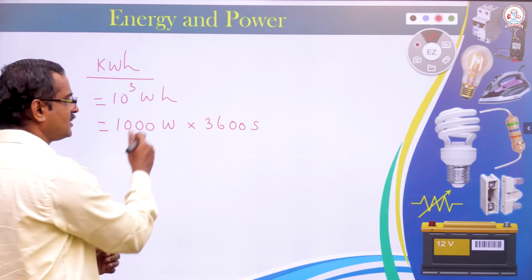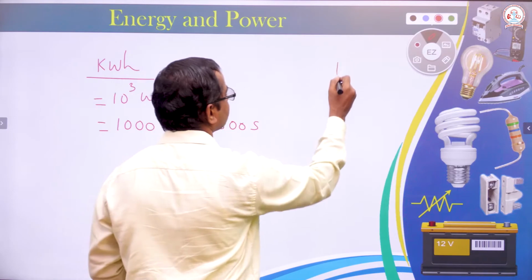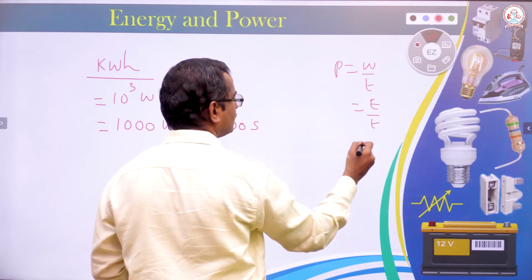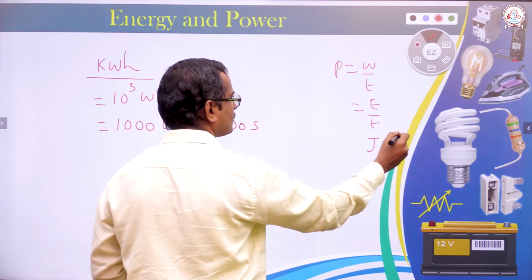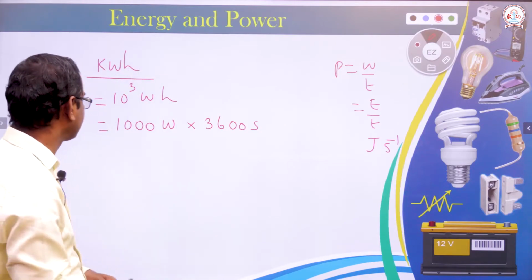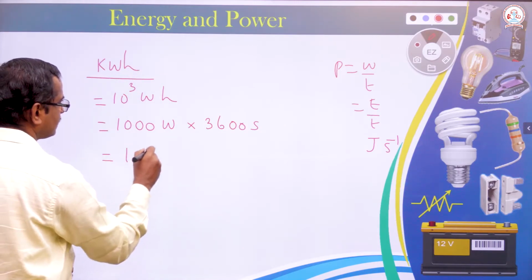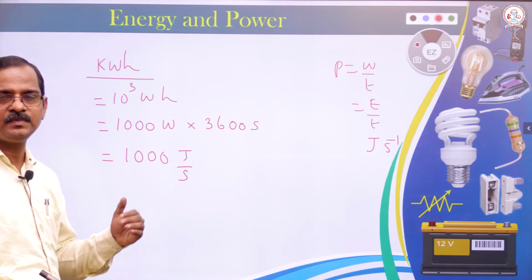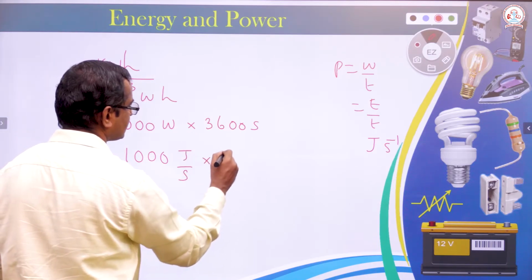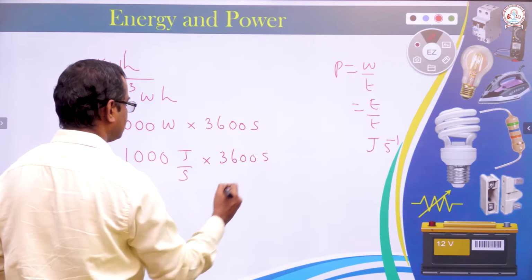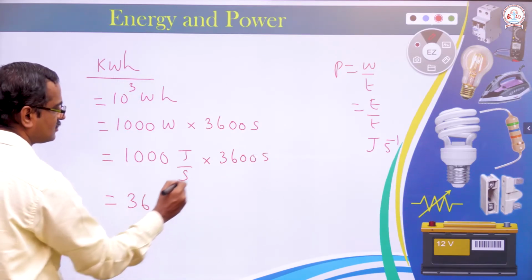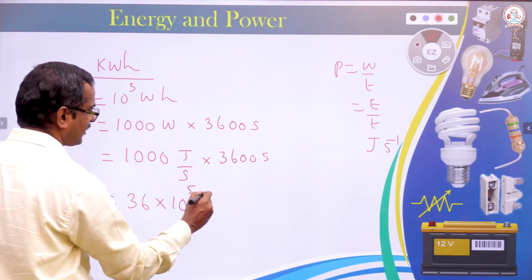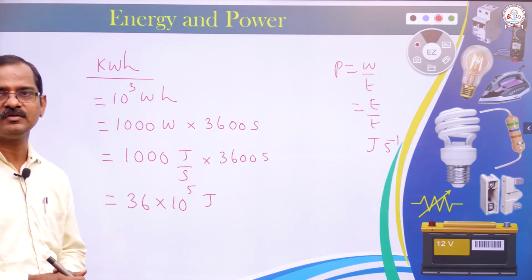What is the unit for power? Power equal to work done by time taken. In this case, it is energy consumed in time. So in this case, we can use joule per second as unit. Instead of watt, we can write joule per second. So this is equal to 1000 joule per second, and this is 3600 seconds. Then we get 36 into 10 power 5 joule.